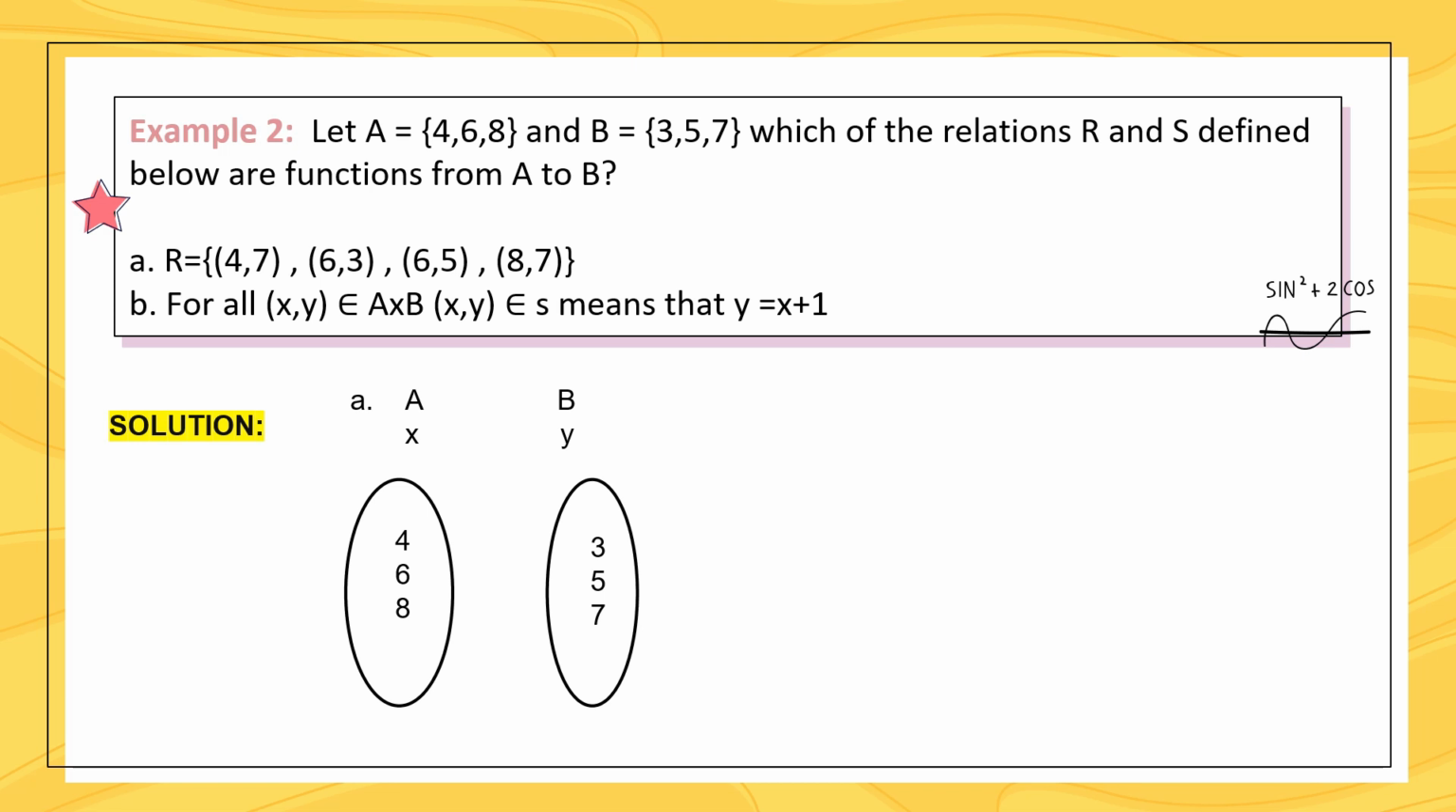Solution. We are going to graph. We have here A and B. Our A has 4, 6, 8, and our B has 3, 5, 7. 4 is paired with 7. 8 is paired with 7. 6 is paired with 5. And 6 is paired with 3. Letter A is not a function because the ordered pairs (6, 3) and (6, 5) have the same first element, or domain.